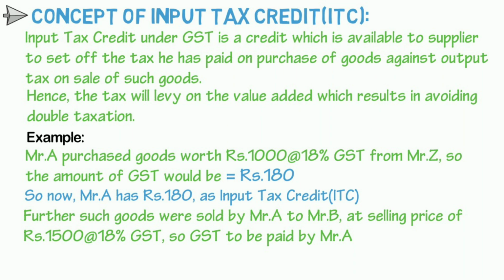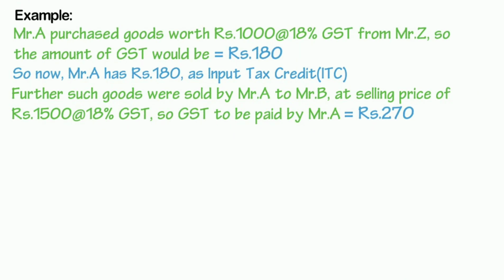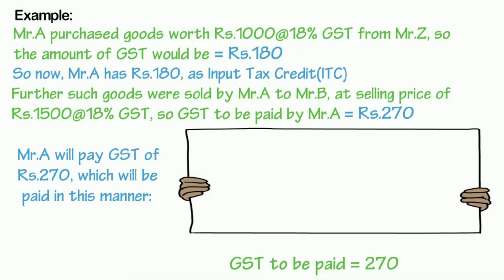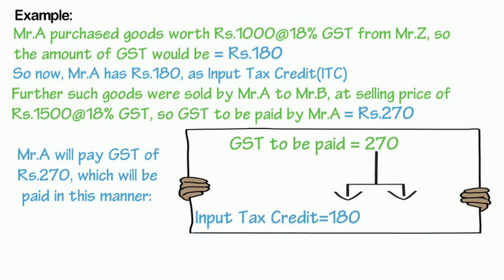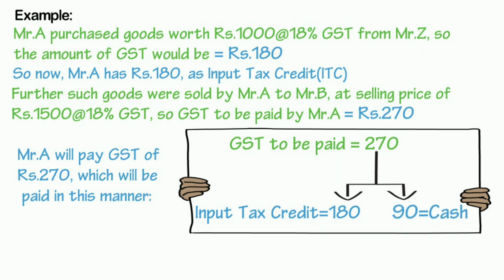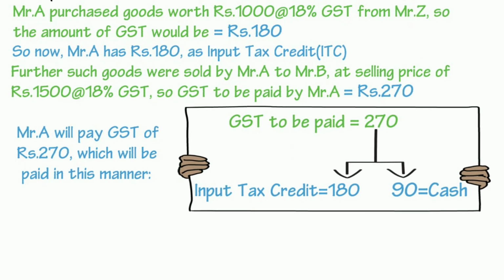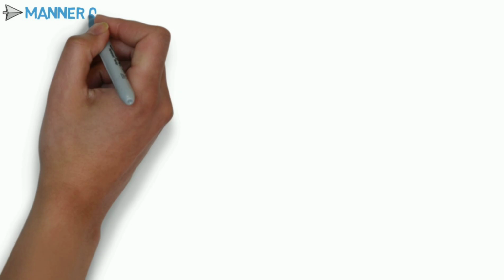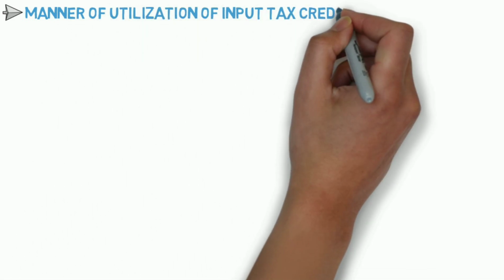So GST to be paid by Mr. A would be 270, which is 18% of rupees 1500. So now Mr. A has to pay rupees 270 as GST. GST will be paid in this manner, that is input tax credit of rupees 180 and the balance in cash. So the golden rule for paying GST is: first utilize the input tax credit which you had got on the purchase of goods, and then for the balance payment use cash.